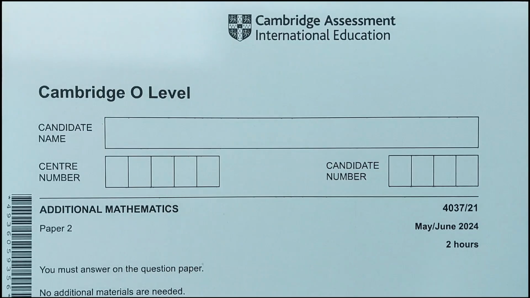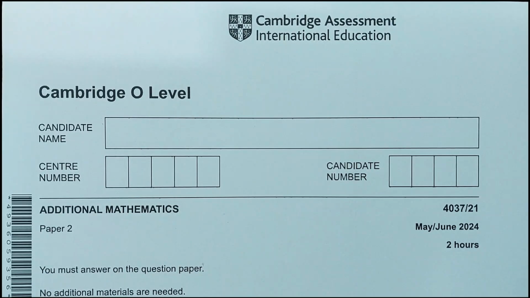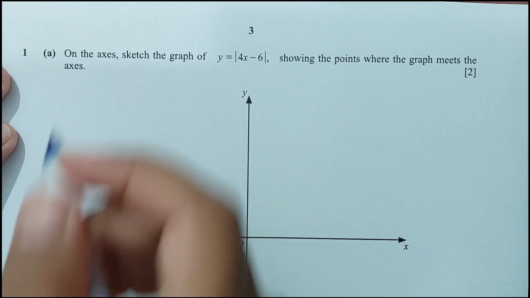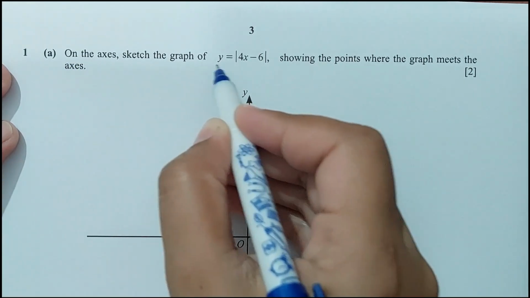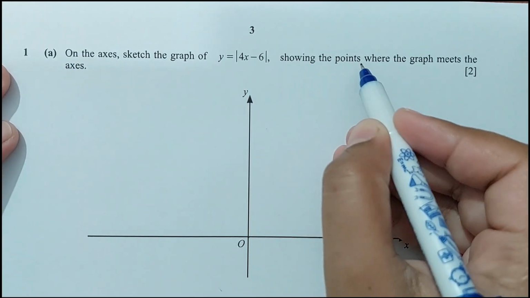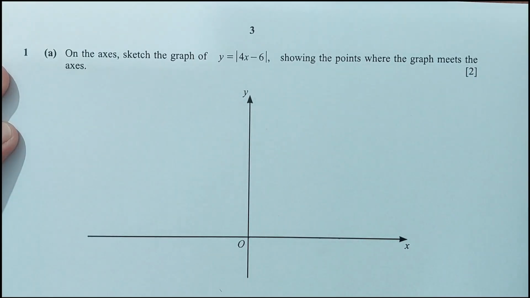Hi everyone, in this video I am going to solve O-Levels Additional Mathematics Paper 2 in a session May-June 2024, Paper 2-1. So let's start with the first question. Question number 1, part A. On the axis, sketch the graph of the function showing the points where the graph meets the axis.